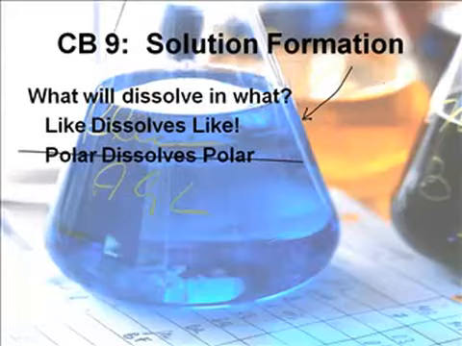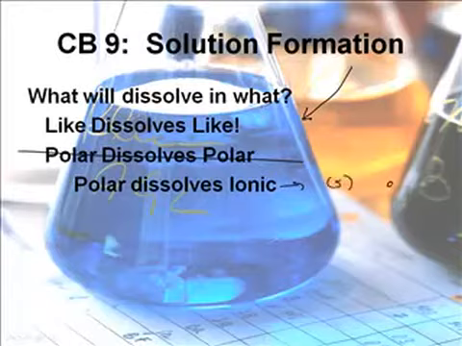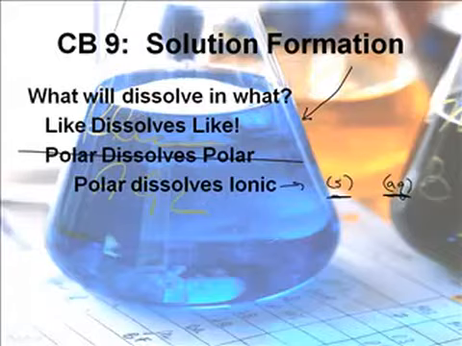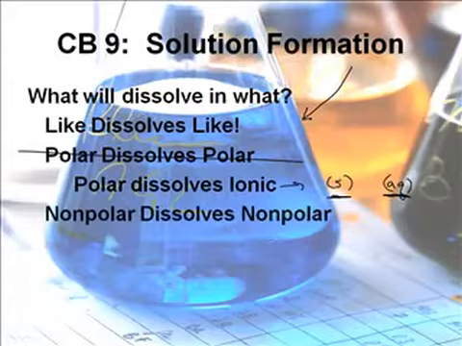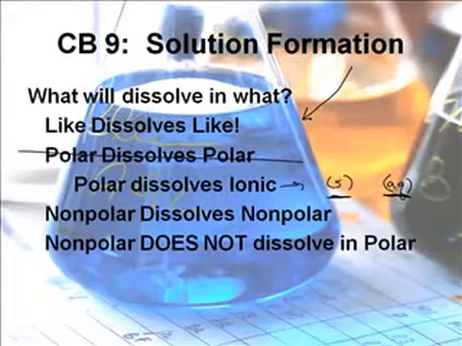So if I take a polar thing and I mix it with another polar thing, it will dissolve. It also dissolves ionic compounds. Polar dissolves ionic compounds, by and large. This is actually, if you recall, from a long time ago, the SAQ table. If it's AQ, it dissolves. If it's S, it doesn't dissolve. And then also, nonpolar things dissolve nonpolar things. However, polar does not dissolve nonpolar.